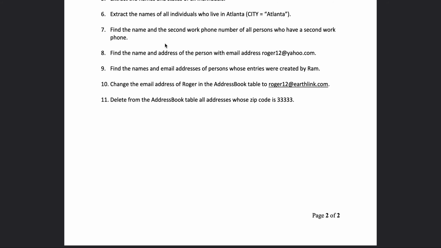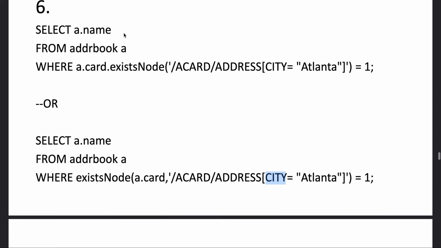Extract the names of all individuals who live in Atlanta. That is to say, where the city equals Atlanta. Let's take a look at the code. We can see where it says select a.name from address book A, where a.card.existNode, a card address and city equals Atlanta, equals 1. So the existNode function here is key.